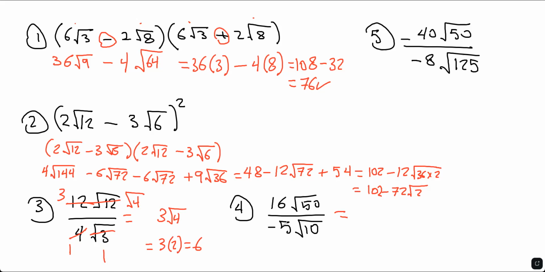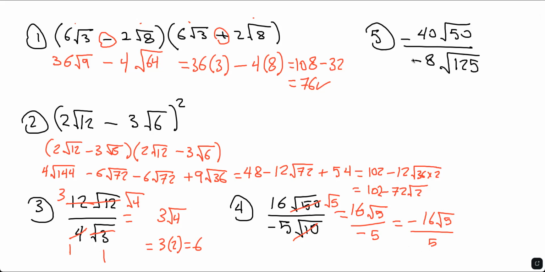Here again, think reducing. 16 and 5 you cannot reduce, but root 10 and root 50 can be reduced, and you get root 5 on top. So the final answer here is 16 root 5 over negative 5. I always like to write the negative on top, so I'm going to write negative 16 root 5 over 5. Can we reduce root 5 with 5? No, we can't, because that's a root and that's a rational number. You can only reduce roots with roots, and you cannot reduce roots with rational numbers. Okay.